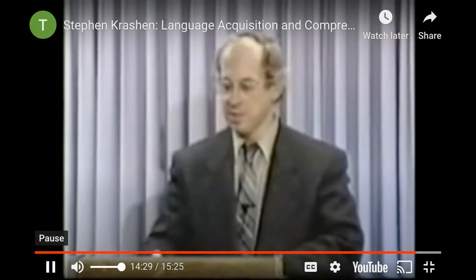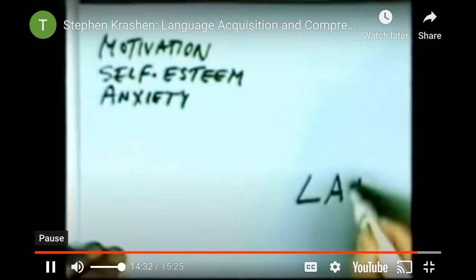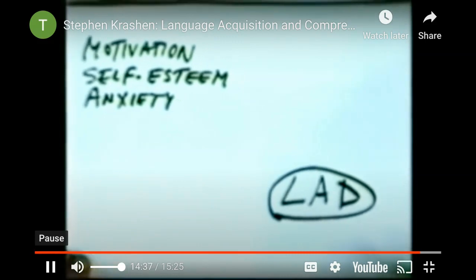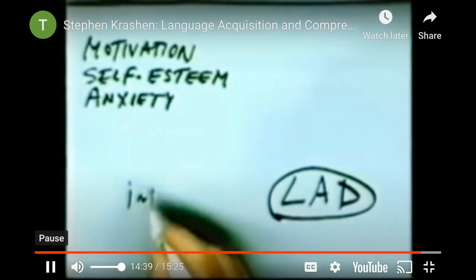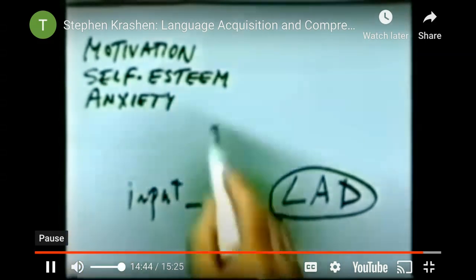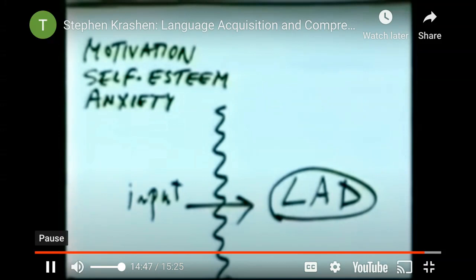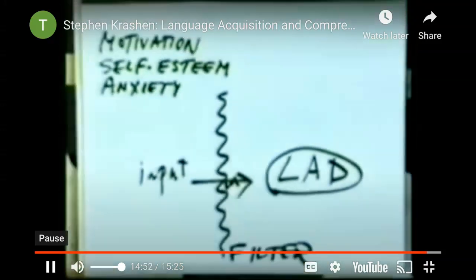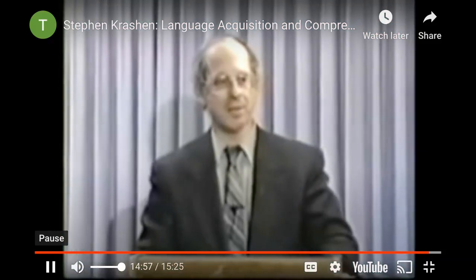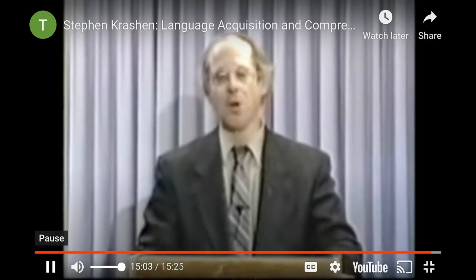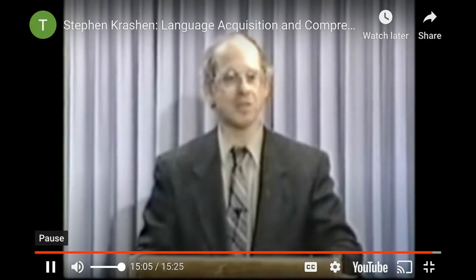Here's how it works. Somewhere in the brain, Chomsky tells us, is a language acquisition device. Our job is to get input into the device. So that's input here. Low motivation, low self-esteem, high anxiety, the block goes up, the filter goes up, and the input cannot get in. This explains how it can be that we can have two children in the same class, both getting comprehensible input. One makes progress, the other doesn't. One is open to the input, the other is closed.